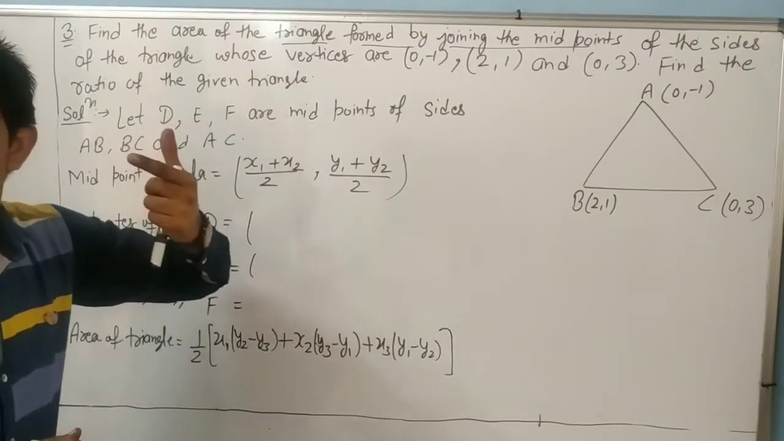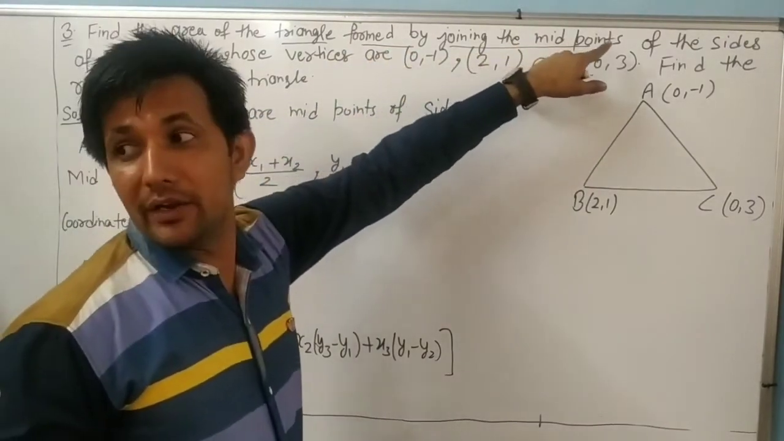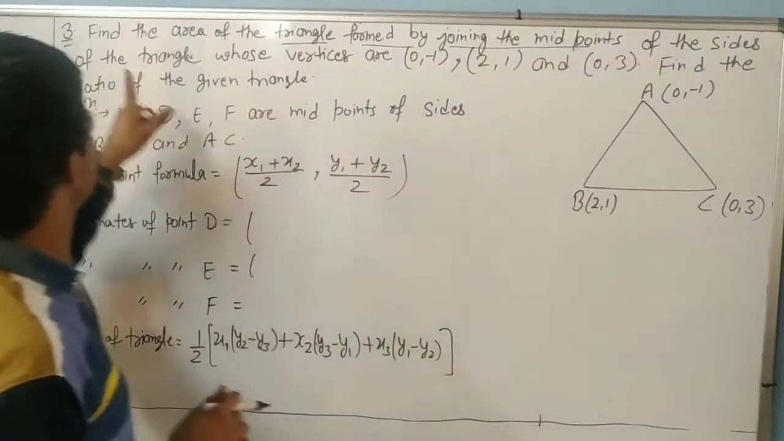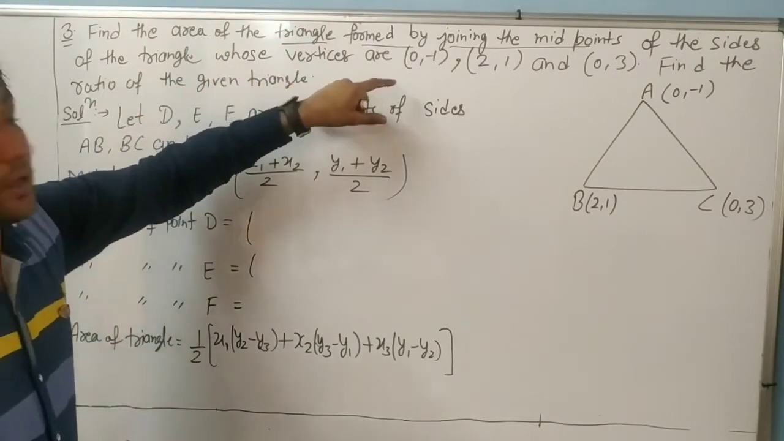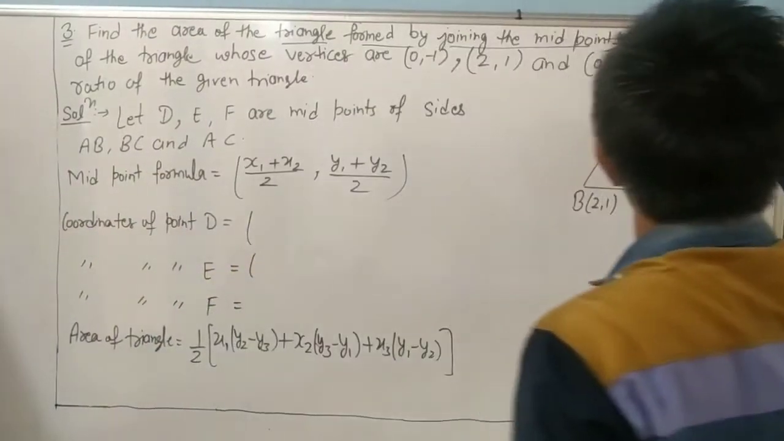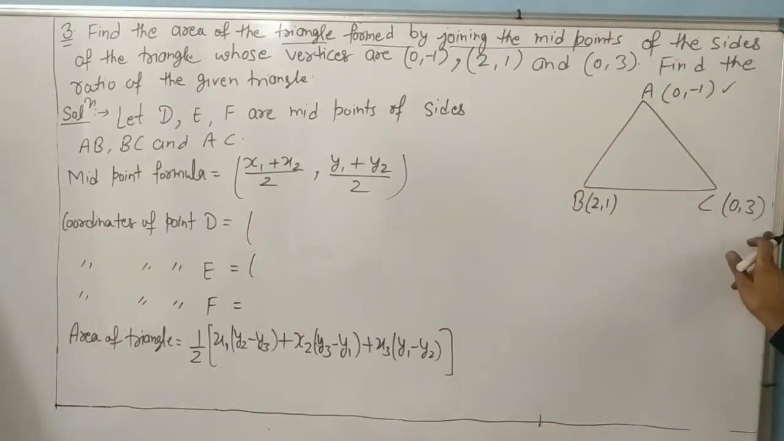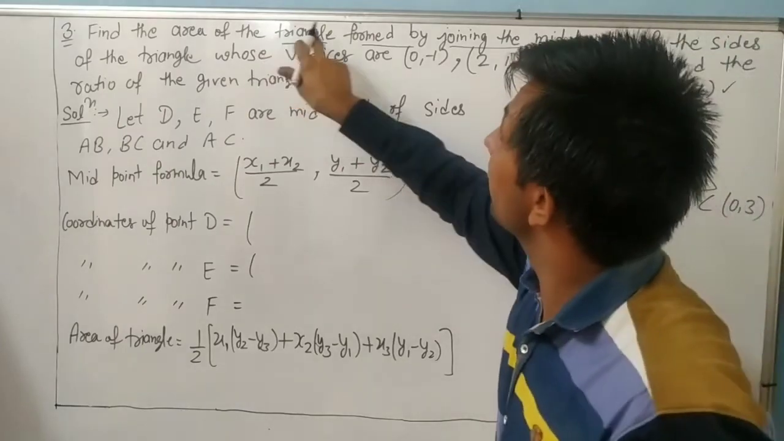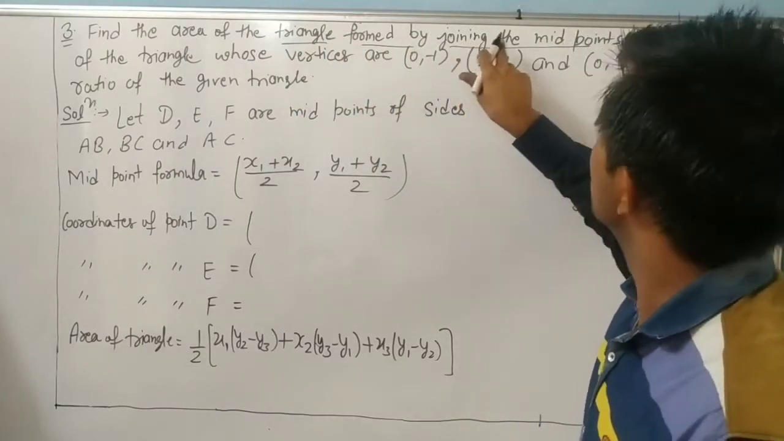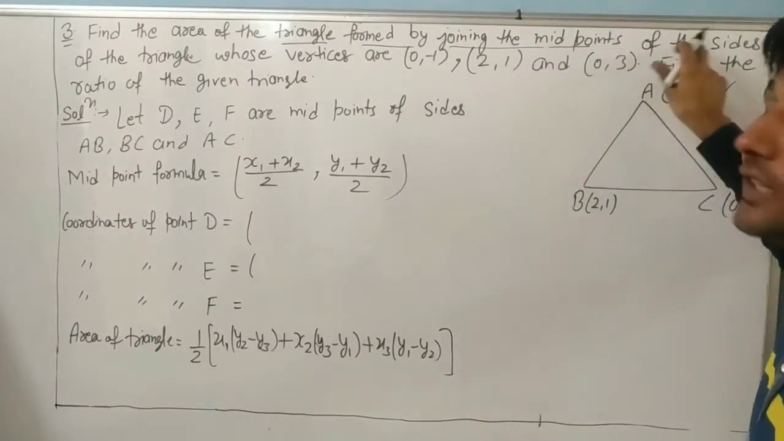How to make the triangle? Formed by joining the midpoints of the sides of the triangle whose vertices are A (0, -1), B (2, 1) and C (0, 3). Next, we have to make one more triangle: the triangle formed by joining the midpoints of the sides.